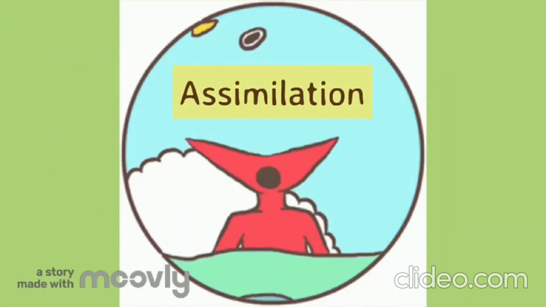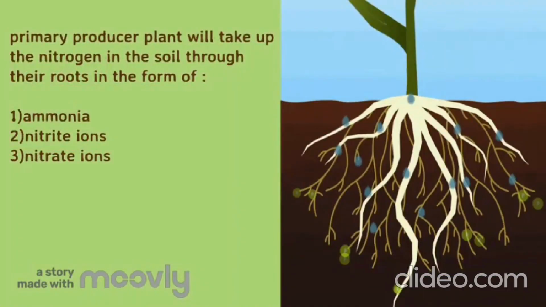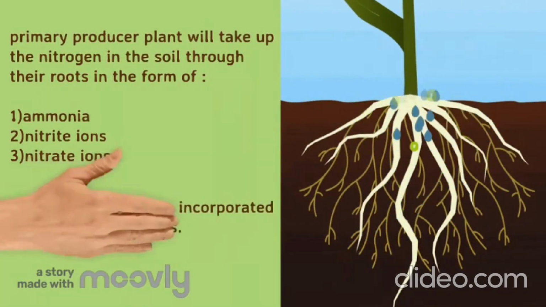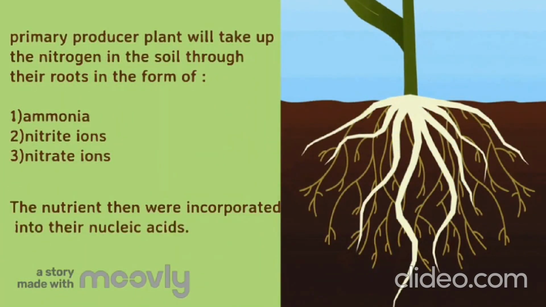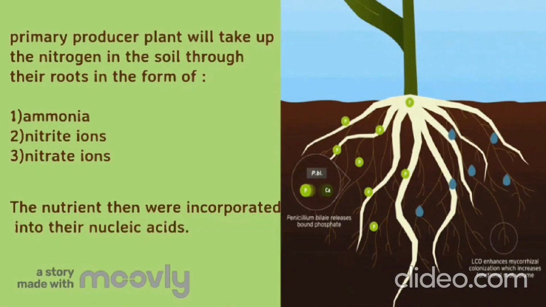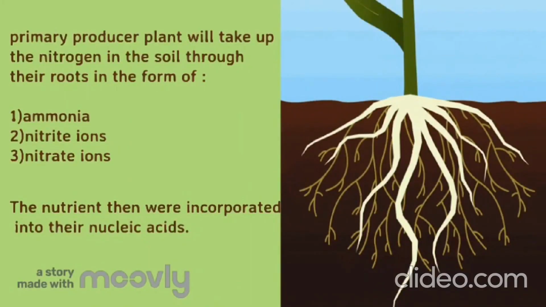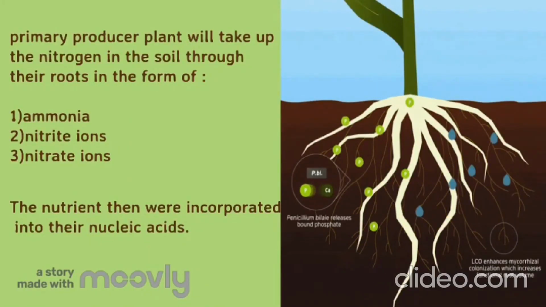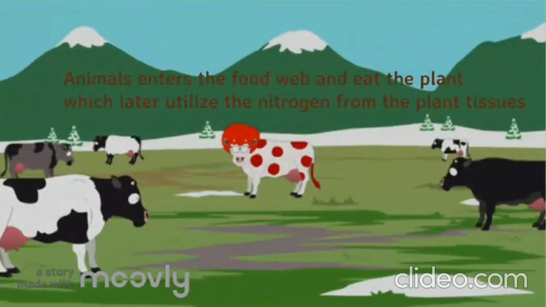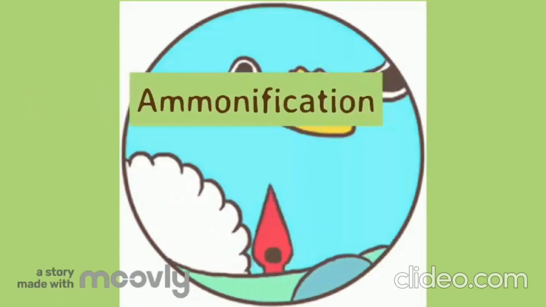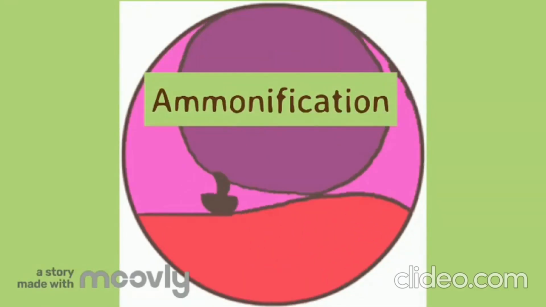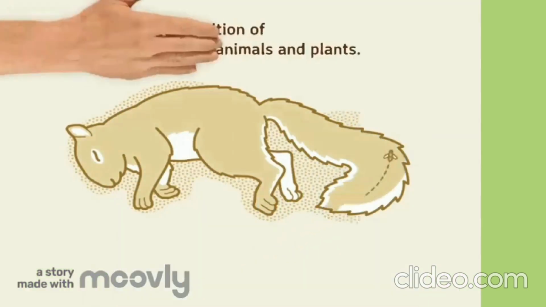For the assimilation step, the primary producer plant will take up the nitrogen compounds in the form of ammonia, nitrite ions, and nitrate ions from the soil through their roots and incorporate them into their nucleic acids. Animals then enter the food web when the primary consumer eats the plant and utilizes the nitrogen from the plant tissues. Now, moving to the fourth step of the nitrogen cycle, ammonification.